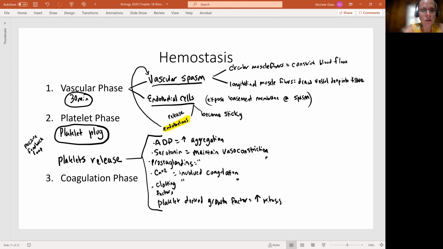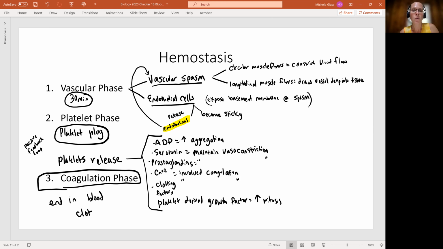That takes us to the coagulation phase, which is a whole series of steps. So we're going to do a whole video on this particular topic. But what we can say here is that this is going to, let's just say, end in what's called the blood clot. So we don't get the blood clot until we're at the very end of the coagulation phase. So stay tuned for some details on that.